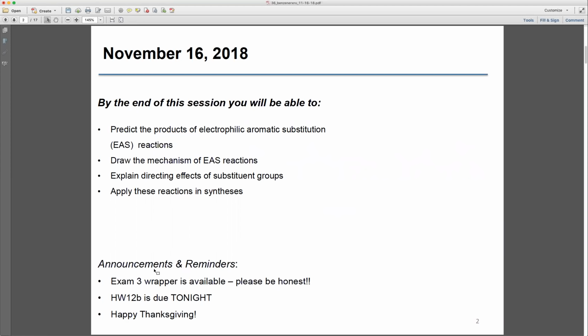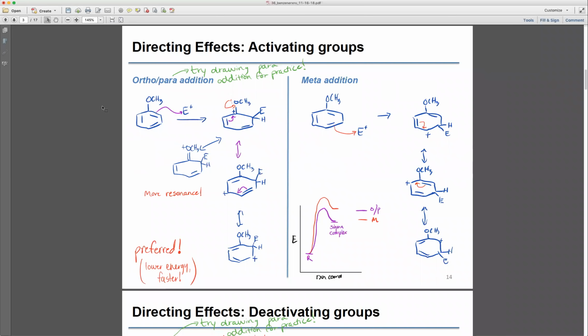And I just wanted to recap here on the next slide about those directing effects and why they are what they are. And we explain that with mechanism. So let's see, I should be able to point to things here somehow.